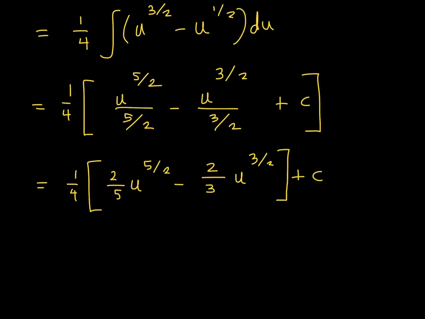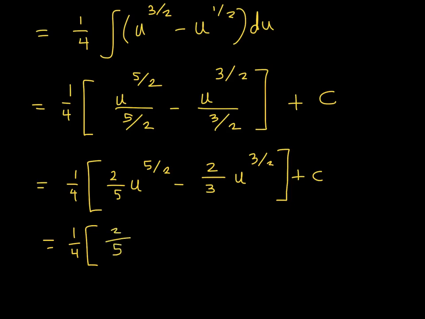Up here should be outside of the grouping symbol. So then it's all of that and then plus c at the very end. All right, very good. Now we need to back substitute, right? So then this is 1/4 times 2/5.